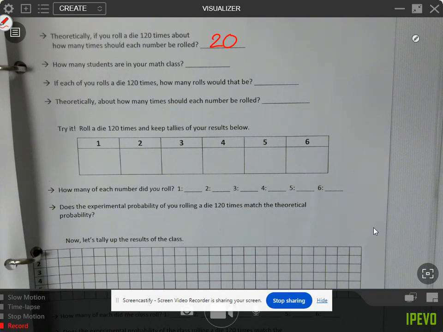So now, how many students are in our math class? We have 18. If each of you rolls a die 120 times, how many times are we rolling the dice? Bryn. 2,160. Yep. That is a lot of dice rolls. Theoretically, how many times should each number be rolled?